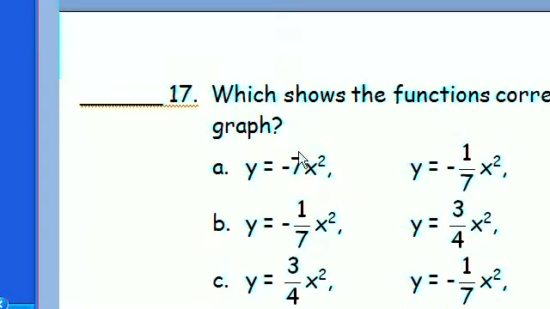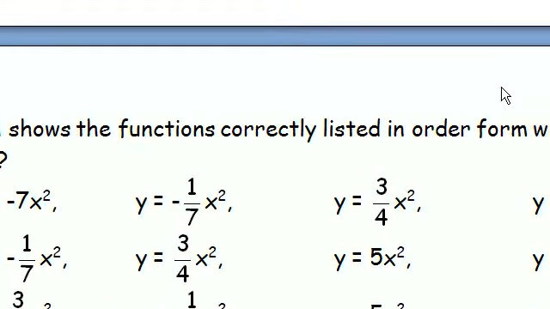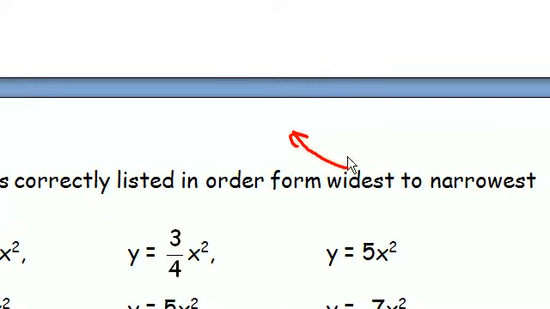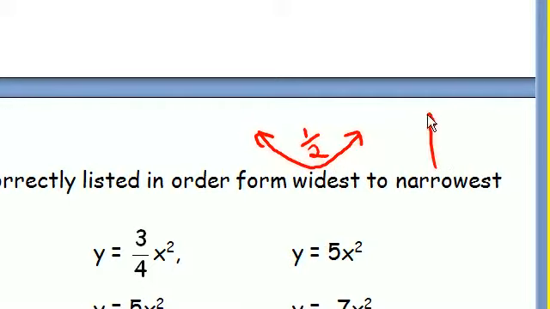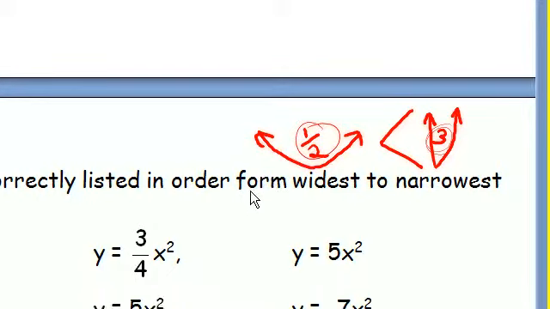Number 17, which shows the functions, which option shows the functions correctly listed in order from widest to narrowest? Okay, so remember, widest, a nice wide parabola, means we'll have a very small fraction. And narrowest means we'll have a whole number that's larger than 1. So what you need to keep in mind here is that the absolute value of this number is going to be greater than this number. Just ignore the sign in front of the number.